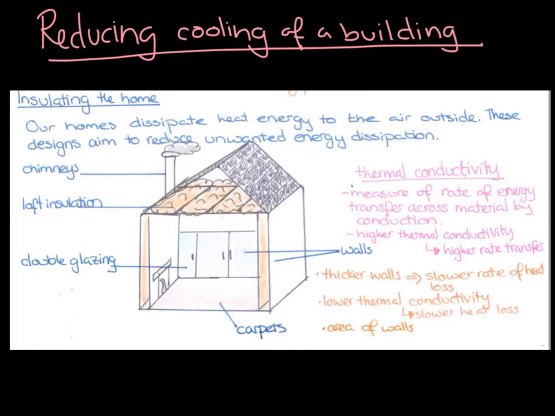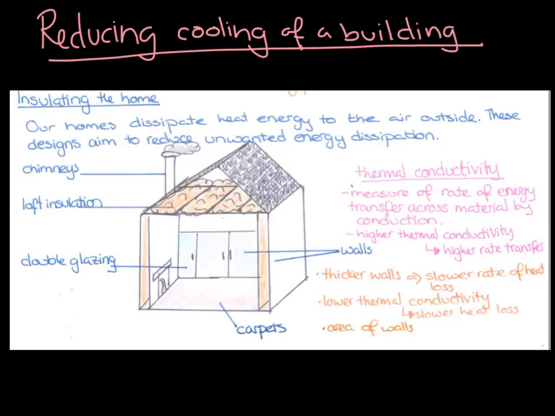Now, one of the terms that we have to use when we're talking about this is thermal conductivity. Okay, it's a measure of the rate of energy transfer across a material by conduction. So if a material has a higher thermal conductivity, the energy is transferred by conduction more quickly across that material, and so there'll be more dissipated energy.